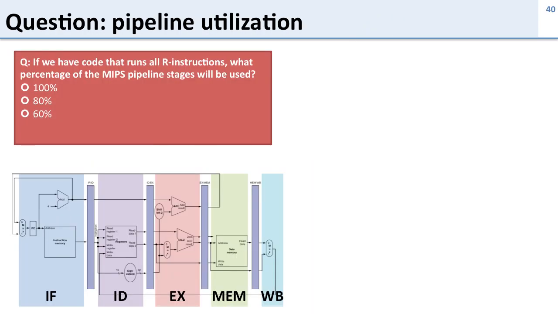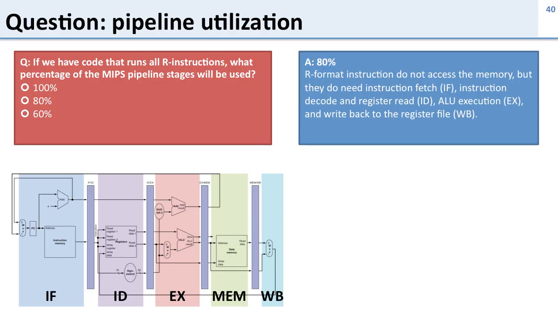So here's a question. If we have code that runs all of the R instructions, what percentage of the MIPS pipeline stages will be used? Well, the answer is 80%. So R format instructions don't access the memory, but they do use the instruction fetch, instruction decode, execution, and the write back stages. So the memory stage won't be used if we have only R format instructions.